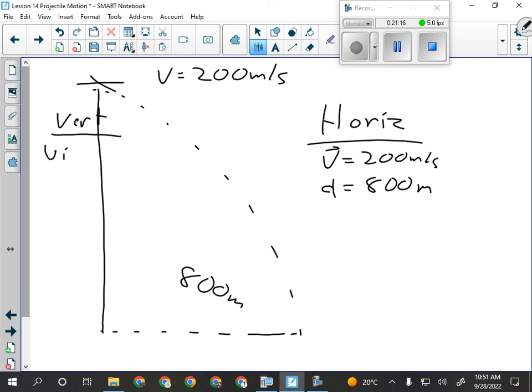VI is 0. What else do I know? Acceleration is 9.8 meters per second squared. And I'm looking for the vertical displacement. I'm looking for the altitude of the bomber.